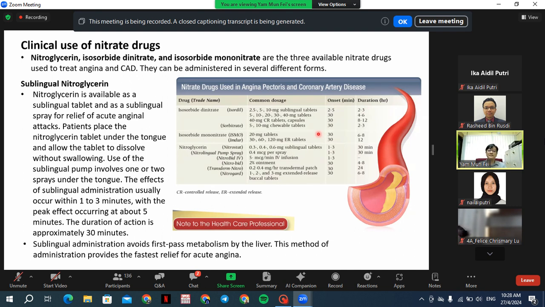And another difference is the type of administration. Whether it can be used in IV or sublingual. The most common administration is sublingual. Sublingual means that you put it under your tongue. So normally this type of drug we call sublingual nitroglycerin.